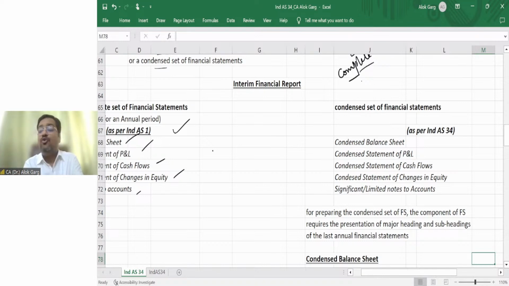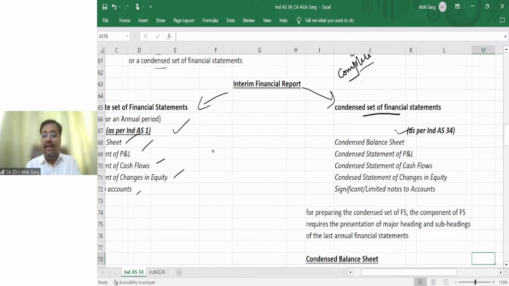So condensed set means chota set. Condensed set means minimum requirement. So limited requirement, right? Full set means complete. Condensed set means limited requirement. So if a company has opted to prepare a condensed set of financial statements, then of course it will be as per Ind AS 34. Because apart from Ind AS 34, no one is talking about the condensed set of financial statements. Okay, because for interim financial reporting, only Ind AS 34 is applicable. So the condensed set of financial statements is given in Ind AS 34.